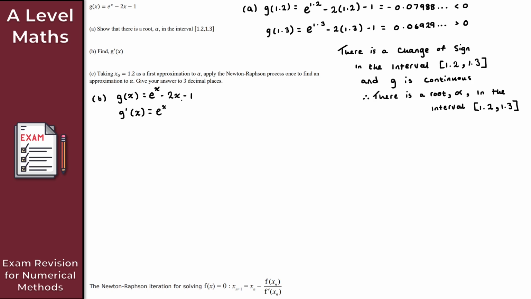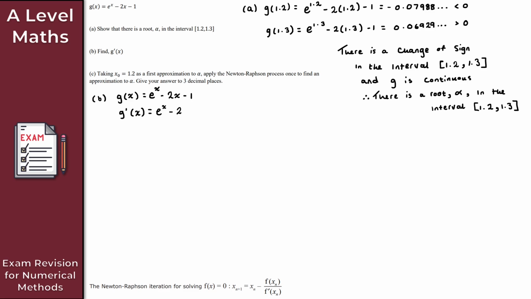Now differentiate minus 2x here with respect to x. Again, nice and straightforward. We just get minus 2. And then finally the minus 1 here, well, that's a constant. And once we differentiate a constant, we just get 0. So in that case then, g prime of x here is just equal to e to the x minus 2, giving us a solution to part B.